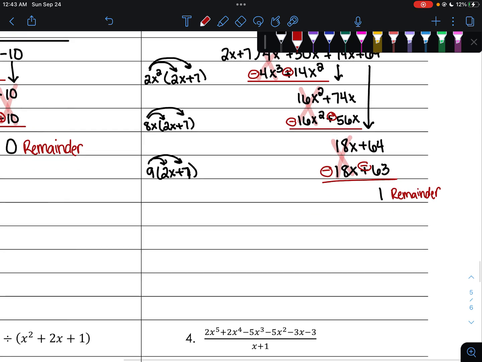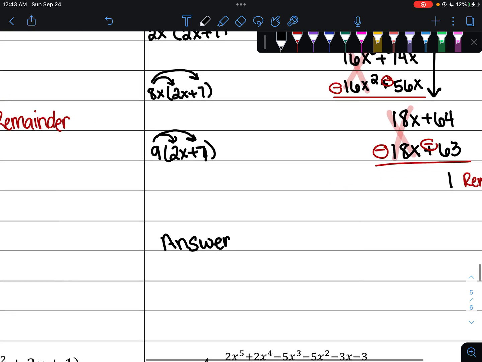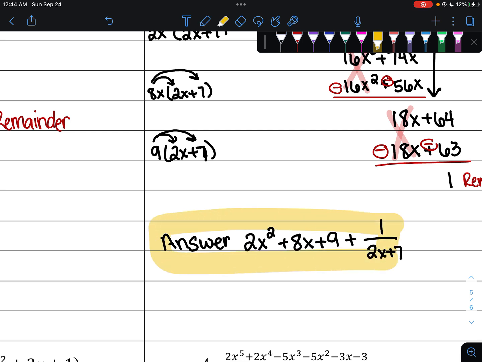With our remainder, all we need to do is write it as a fraction over what we were dividing by. We get most of the answer from what we wrote on top. So that would be 2x squared plus 8x plus 9. Then we take our remainder and we write it over what we were dividing by, which is 2x plus 7. And that would be our answer for this.